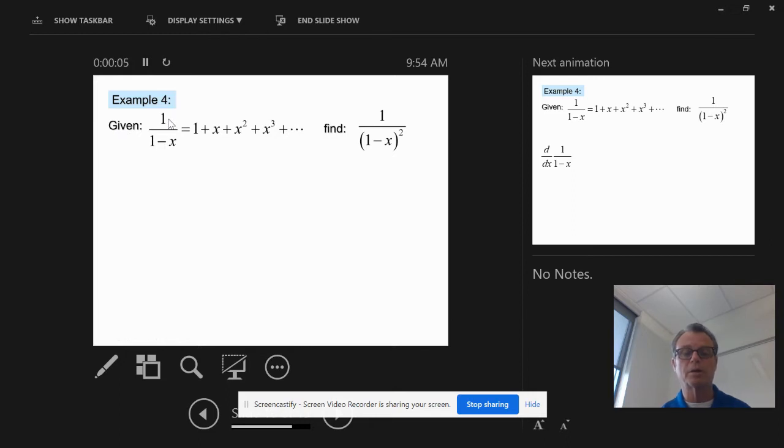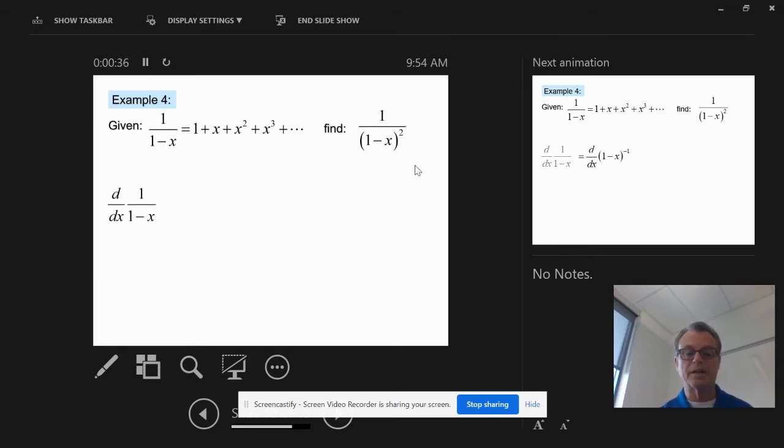So it's a geometric series where the first term is 1 and the constant multiplier is x. We have the first term divided by 1 subtract the constant multiplier. So we have 1 times the constant multiplier x. X times the constant multiplier, you get x squared. And we want to find this, which is 1 divided by 1 take away x, quantity squared.